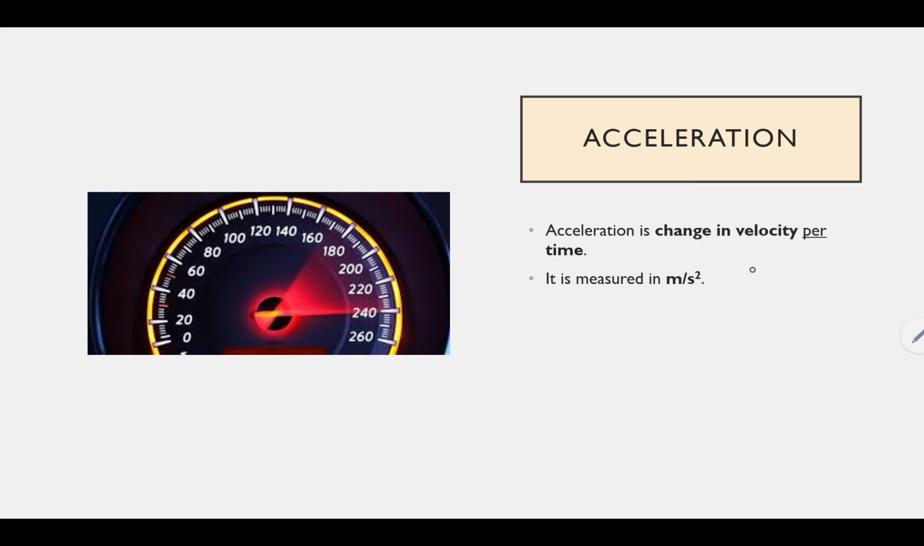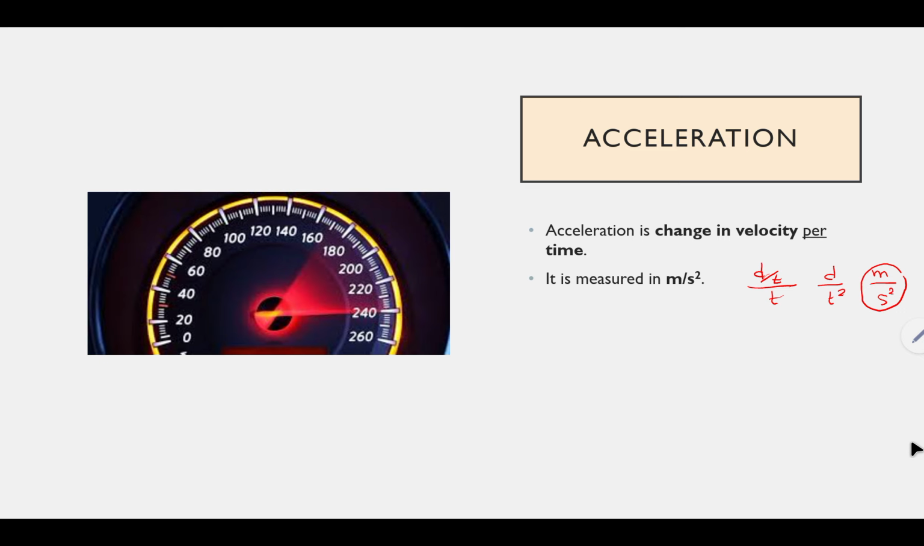I'm confused. Don't be confused. We said it's the change in velocity, which is just like speed, distance over time, per time, over time. So that's like distance over time squared. Distance is measured in meter. Time is measured in second. So meters per second squared. I'm just trying to explain to you where we got the unit from.